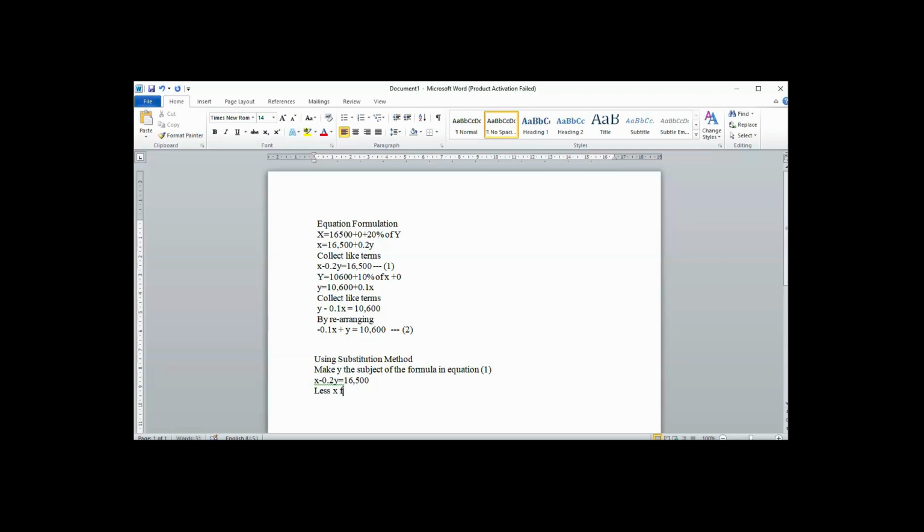Sorry, I just want to get this straight. Normally, I know if we are to make y the subject, we are to leave the coefficient of y on one side, so I'm asking why we subtract x. Before we go further, equation 1 is x minus 0.2y equals 16,500. And you want to make y the subject of the formula, so you move x away.